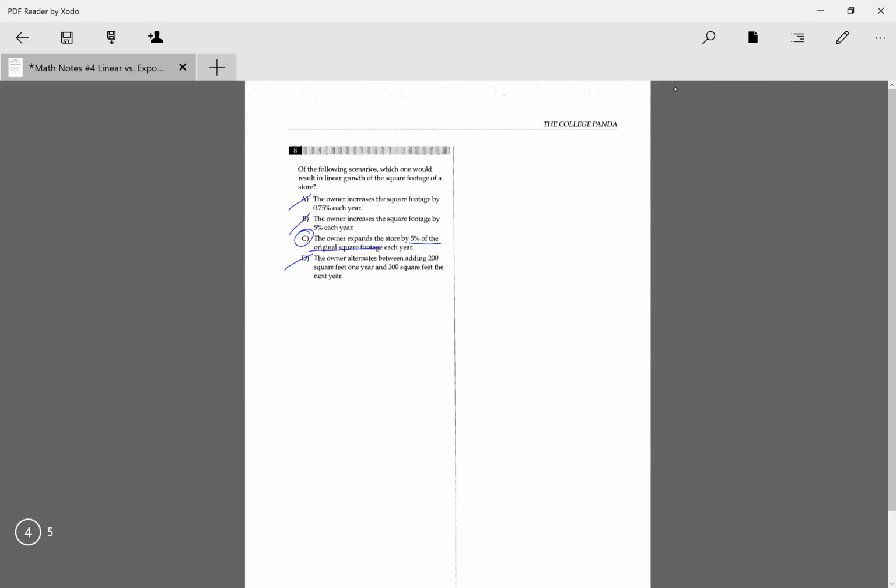So yeah, I hope this gives you a taste of what the exponential slash linear growth slash decay questions look like on the SAT. Like I said, try to keep doing more practice problems. And yeah, that's basically it. Good luck on your SAT adventure.